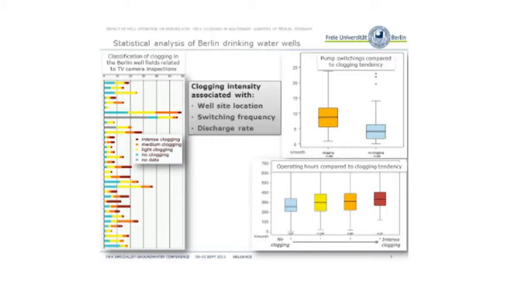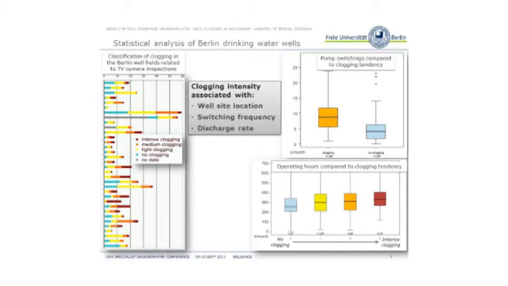So first we did a classification of the clogging related to TV camera inspections we have from the wells. And in the figure we see that every row represents a Berlin well field, and we see that there are quite big differences. So there are some well fields which are more strongly affected by clogging than others.